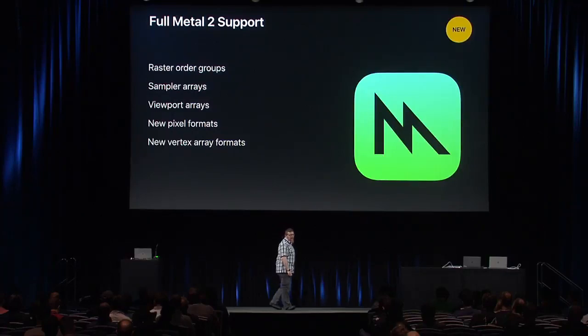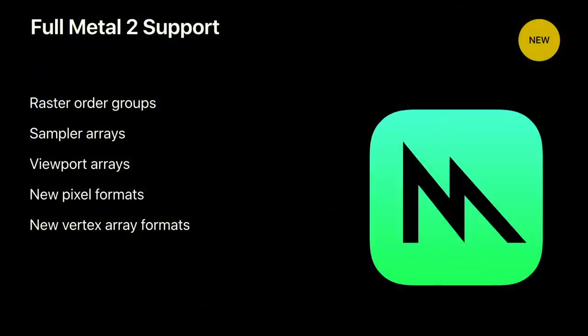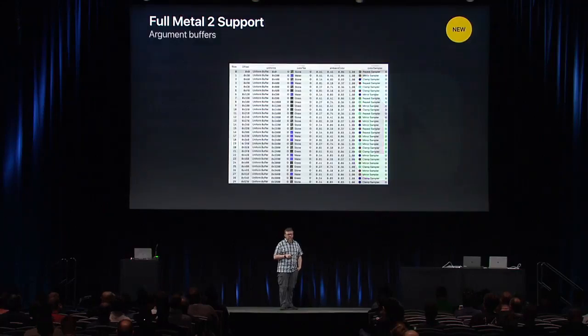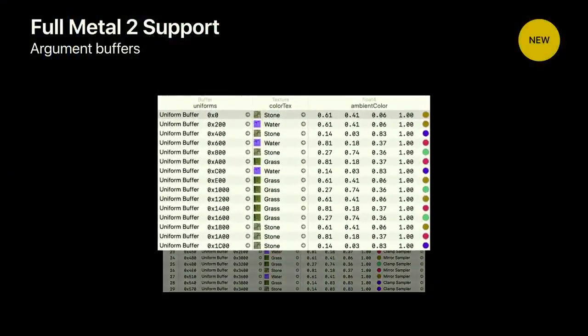As you'd expect, we have full support for all the new Metal 2 API, including raster order groups, sampler arrays, viewport arrays, and the new pixel and vertex array formats. One particular part of Metal 2 that we've paid a lot of attention to is the support for the new argument buffers. With this, in the buffer viewer, you can now see all the argument buffer arguments displayed in line. And you can click through, whether it be to a texture, sampler, buffer, or another argument buffer itself.